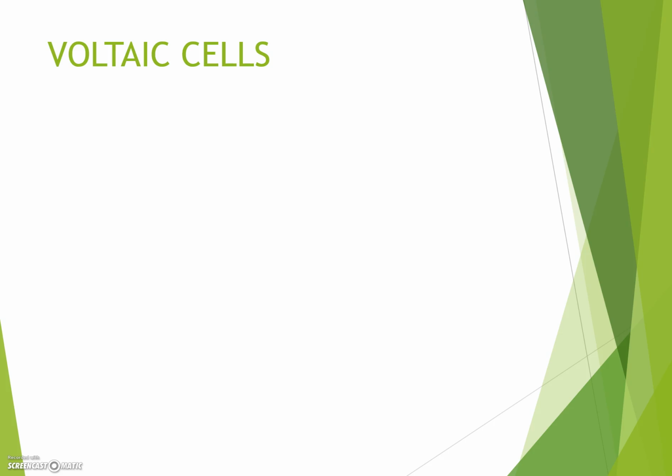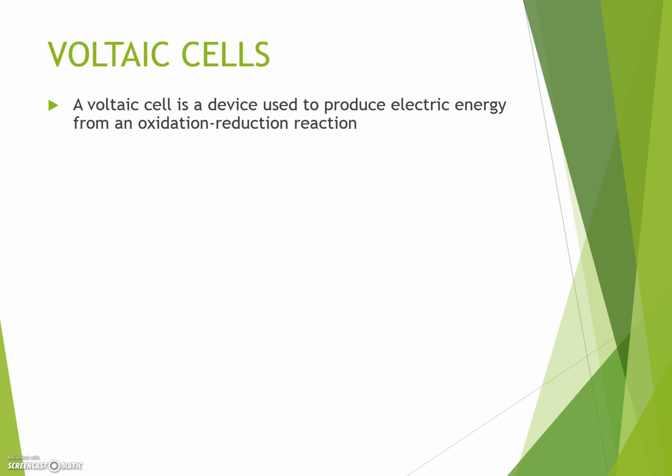Voltaic cells, also known as galvanic cells. A voltaic cell is a device used to produce electric energy from an oxidation-reduction reaction. And if we remember a redox reaction, we're looking at two half reactions, one in which electrons are being lost and one in which electrons are being gained.